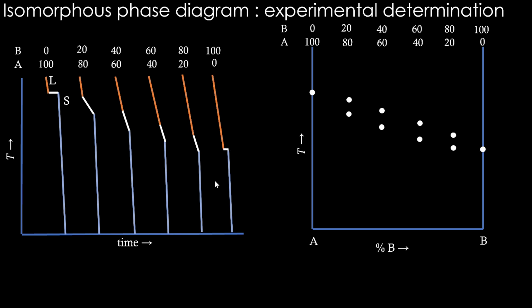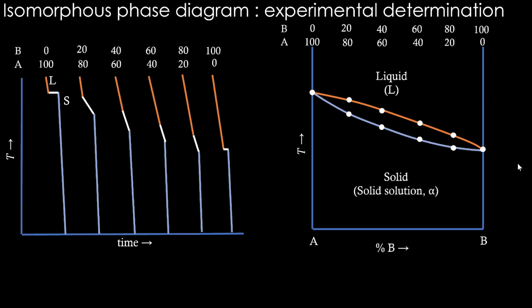Right. So now what you got is the temperatures at which liquid started to transform to solid and the temperature at which the complete solid has formed. So join these lines. This is the liquidus line. Above that, entire things are liquid. All the compositions are liquid. And this is the solidus line below which everything is solid. In this case, it is a solid solution alpha. And between them, liquid plus solid is going to be stable. Right. So now you got an isomorphous phase diagram from the cooling curve method.